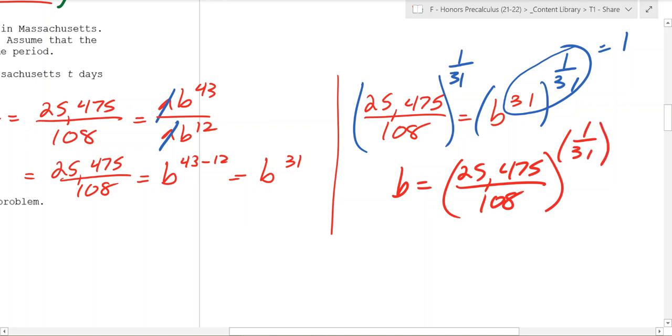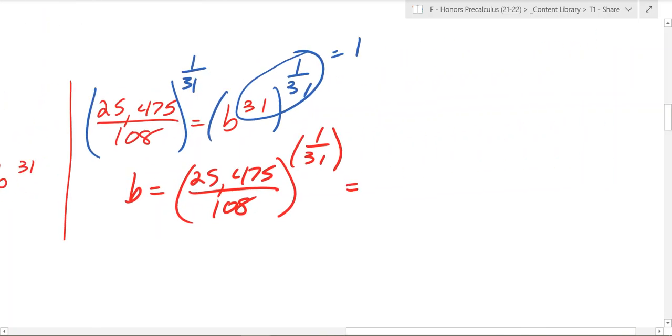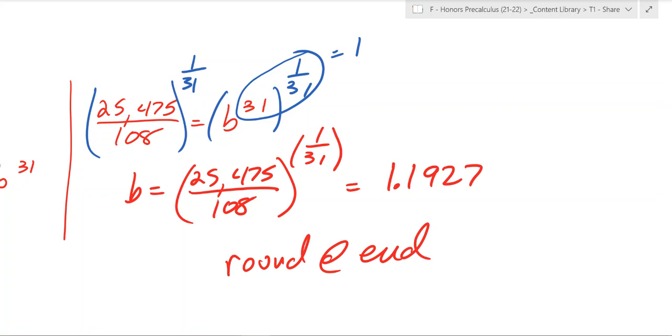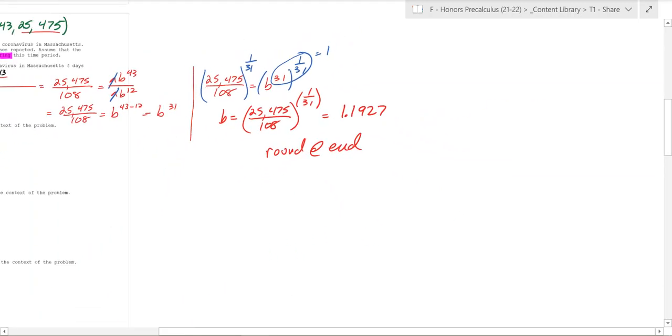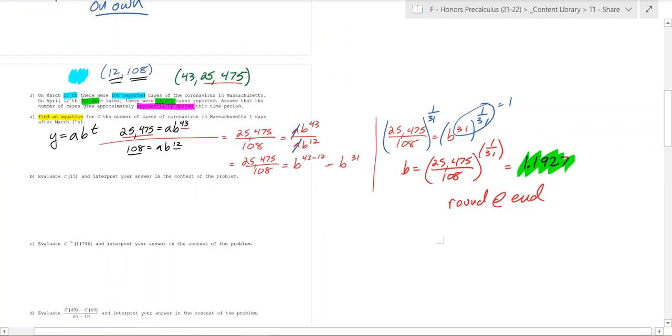That is something you can just plug into your calculator and you end up with 1.1927. It's really important that you round at the end if you can. Try not to round until you get to the end. But that's just the b value. We now have 1.1927 for our b value.